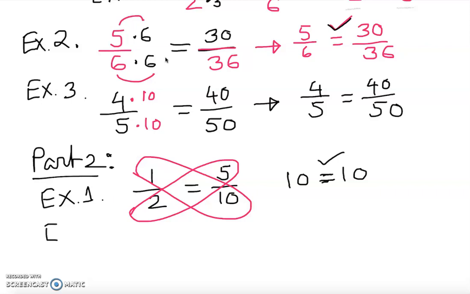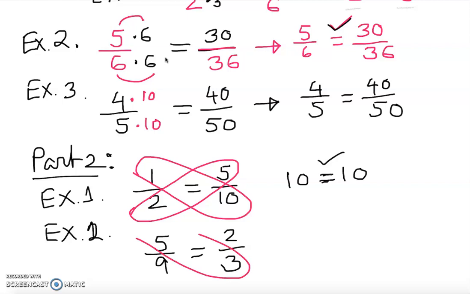So let's have another example. Example number 2. I can have 5 over 9 equal to 2 over 3. Now, is this an equivalent fraction? Let's work it out. We do 5 times 3, which is 15, equal to 9 times 2, which is 18. Oops, that's not equal. So the second fraction is not an equivalent fraction.